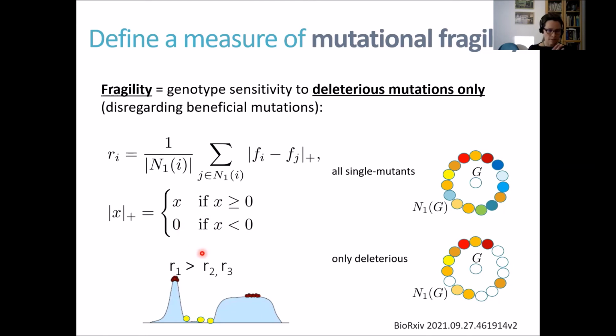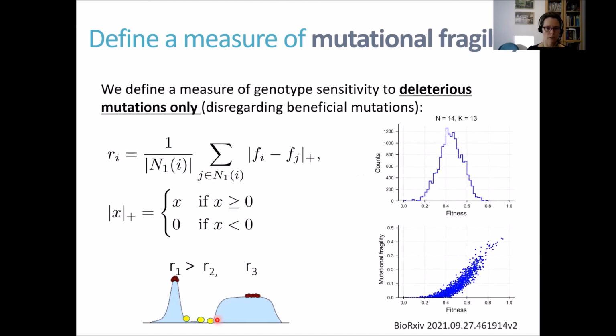Which genotypes are expected to have a low or high fragility? A genotype that is very fit, here on the top, is expected to have high fragility because the single mutants here are deleterious. A genotype that is on a plateau or one that has very low fitness are both expected to have a low fragility, because here the single mutants are similar in their value, and here the single mutants are beneficial. So they would be accounted here as a 0.